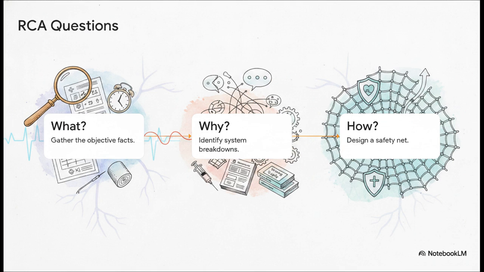First, what happened? You just gather the objective facts without judgment. Second, why did it happen? This is where visual tools like fishbone diagrams are super helpful to peel back the layers and identify systemic breakdowns, like maybe an unclear instruction manual or the wrong supply being stocked. And third, how do we prevent it? This is where you design your system-level safety net.